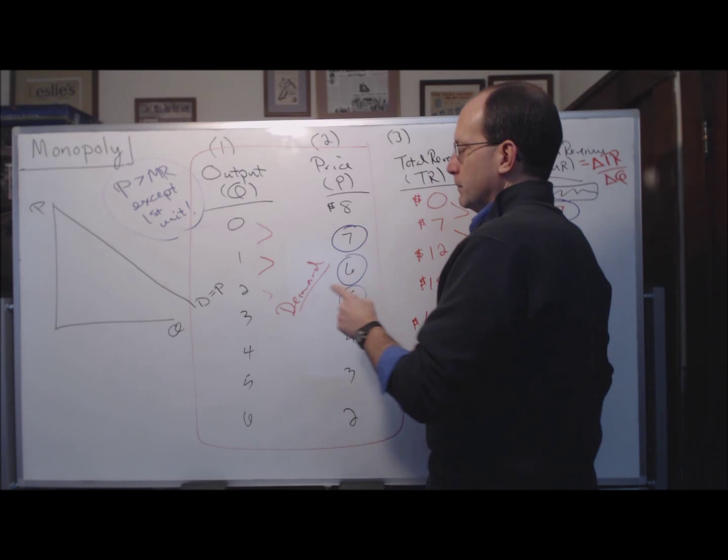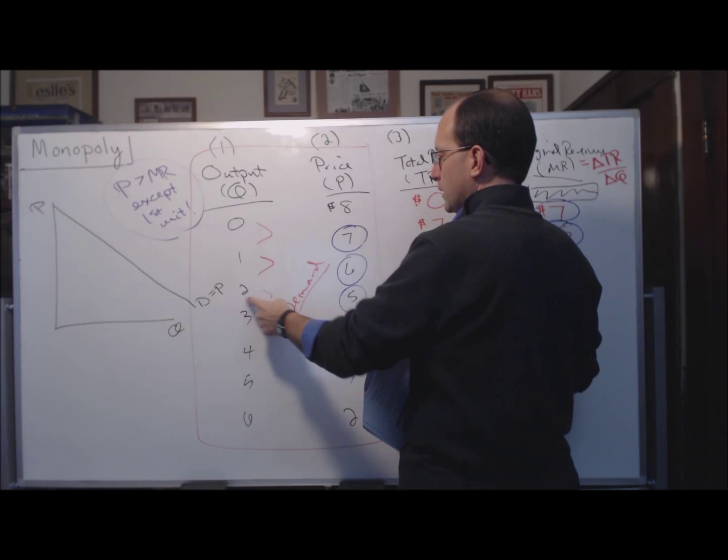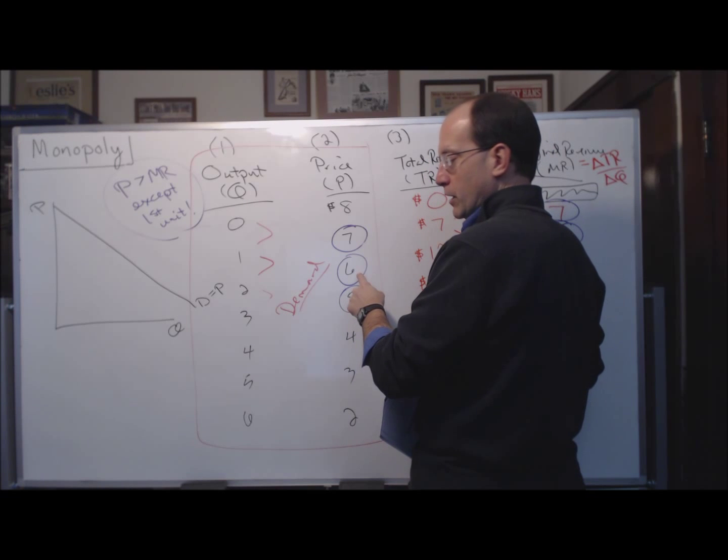So what that tells me is, let's go back to she's selling 1 at 7. If she wants to sell a second unit, she can sell each of them for 6.